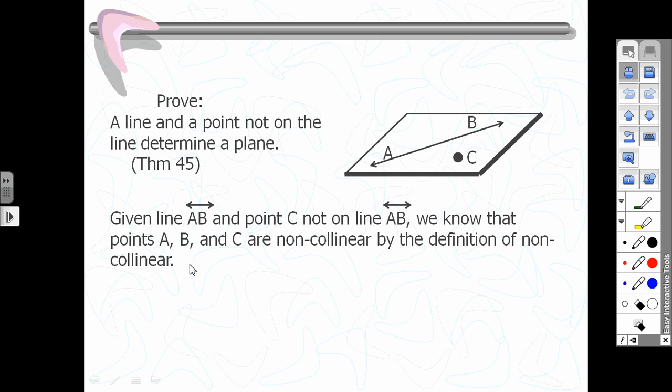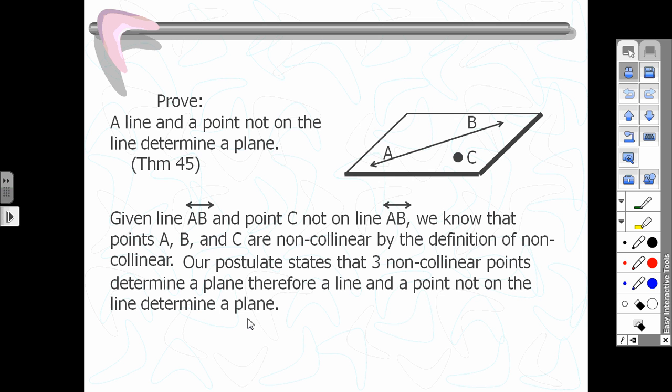Okay. Once we have established that we have 3 non-collinear points, we go back to our postulate that says 3 non-collinear points determine a plane. Therefore, a line and a point not on the line determine a plane. So it kind of seems roundabout, but it is really basic. It's not too hard. Okay, so there's that proof.